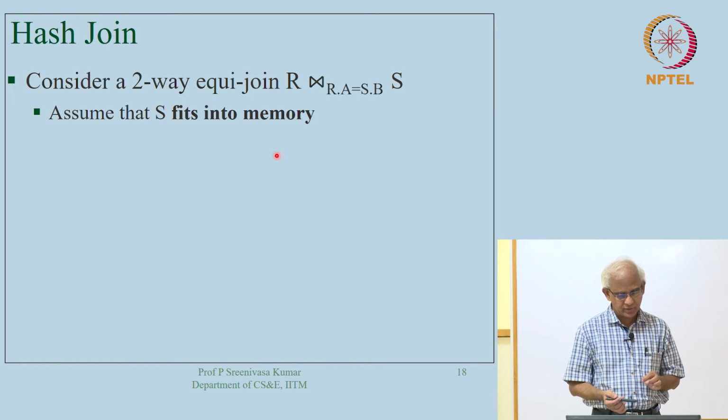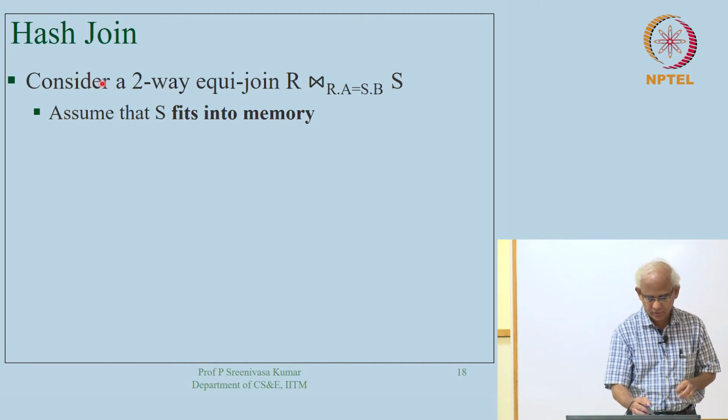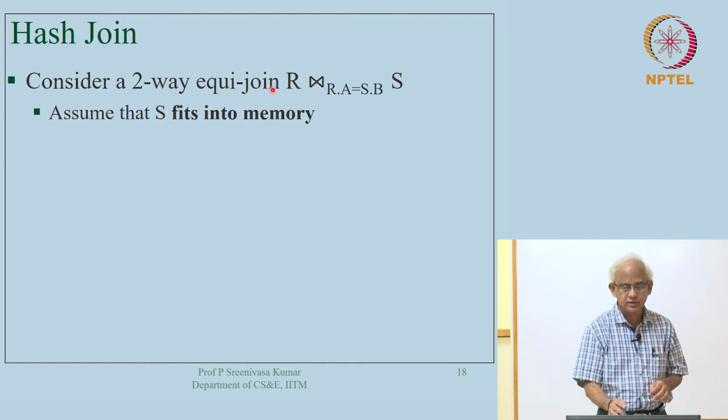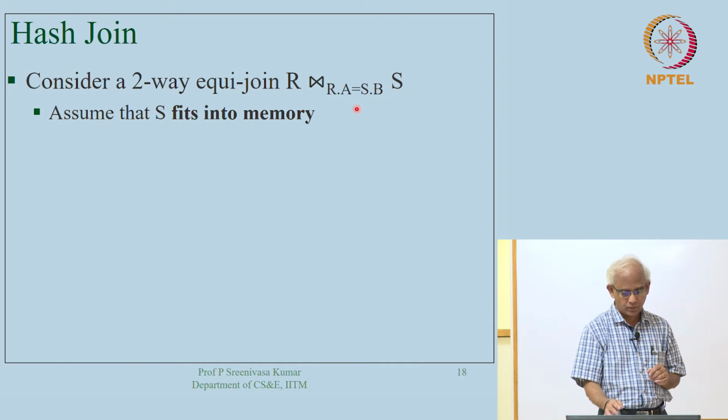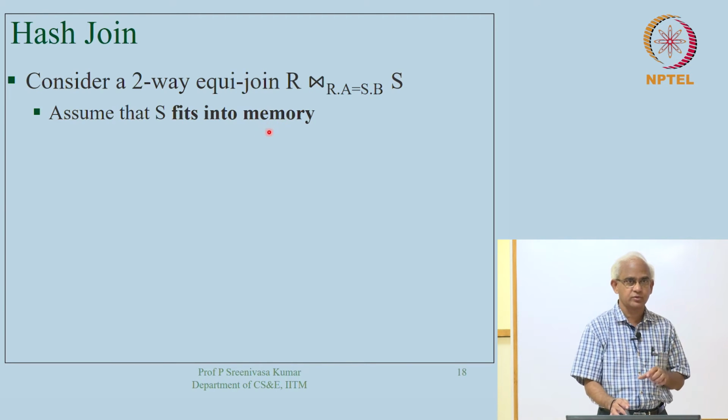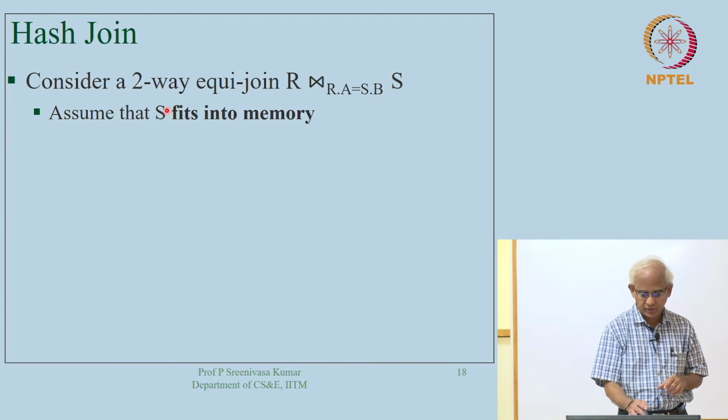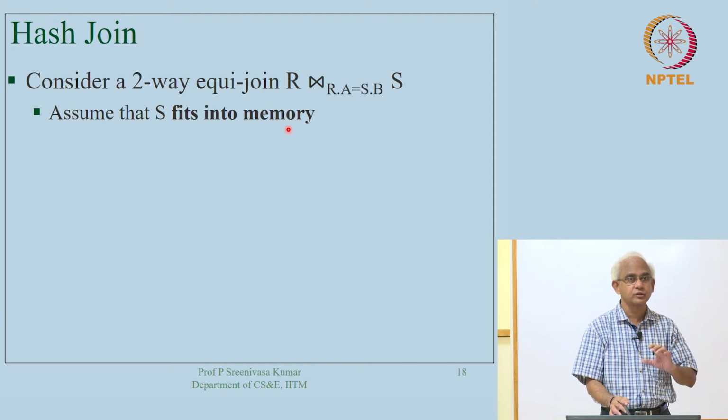Essentially using the idea of hashing. So here is what the hash join algorithm is. Again, let us consider a two-way equi-join of R with S with join condition R.A = S.B. Now we will relax this assumption a little later, but let us now make an assumption that the size of the file S is such that it fits into the memory. We have enough space in the memory, or the file is small so that it fits into the memory. Let us make this assumption for the moment.